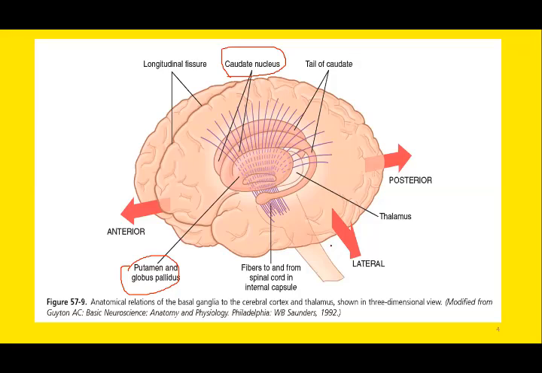Okay, sorry for the interruption. So we were discussing these are the gray matter areas, putamen, globus pallidus, caudate nucleus. All these are made up of gray matter, and you can see these areas of gray matter, they are submerged within the white matter of the cerebral cortex.